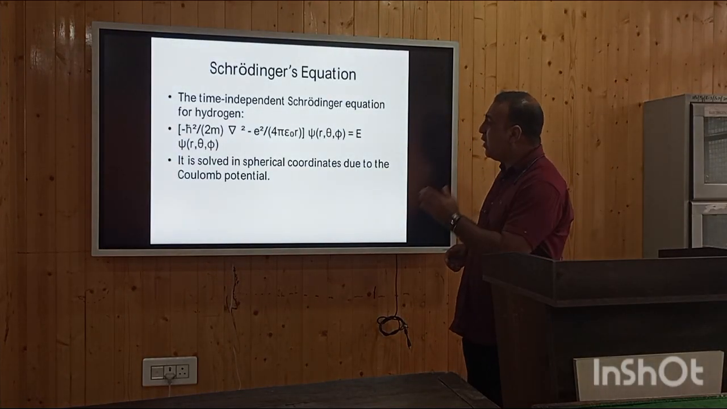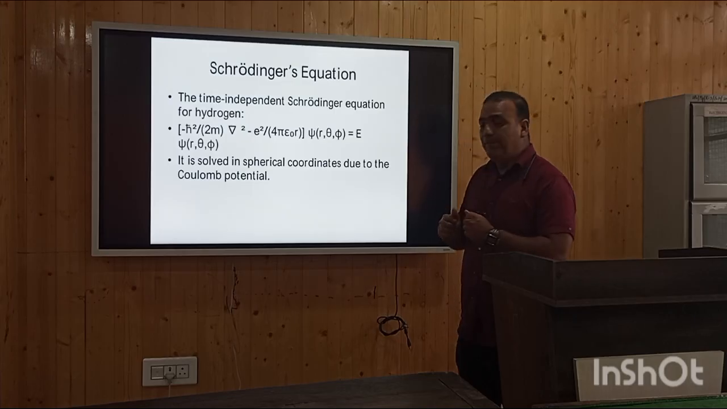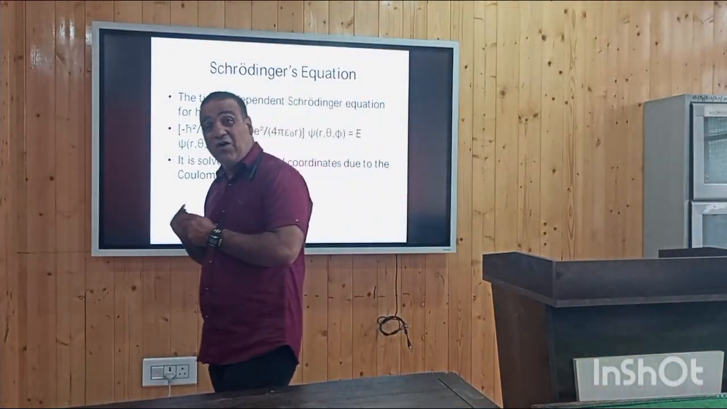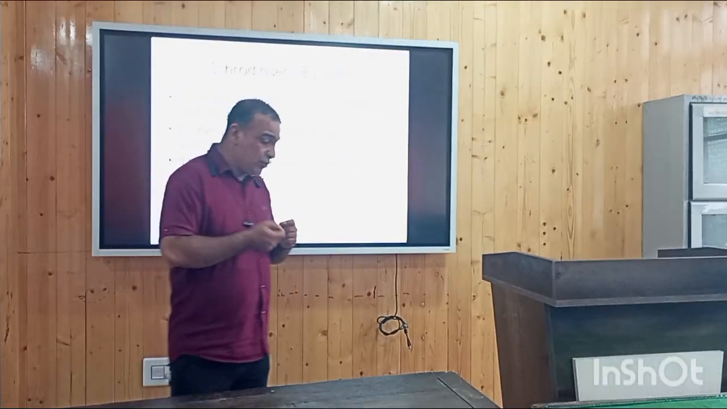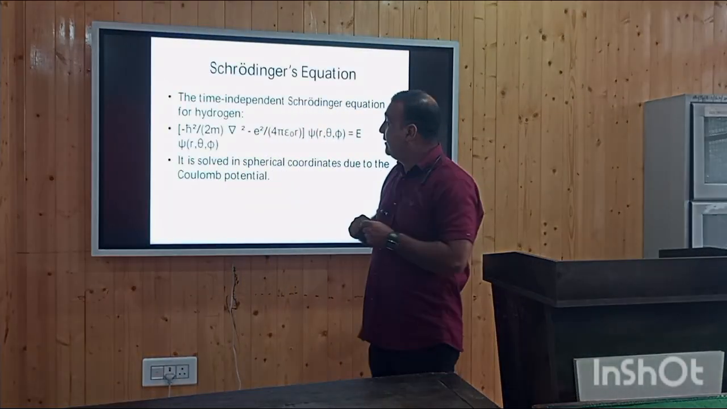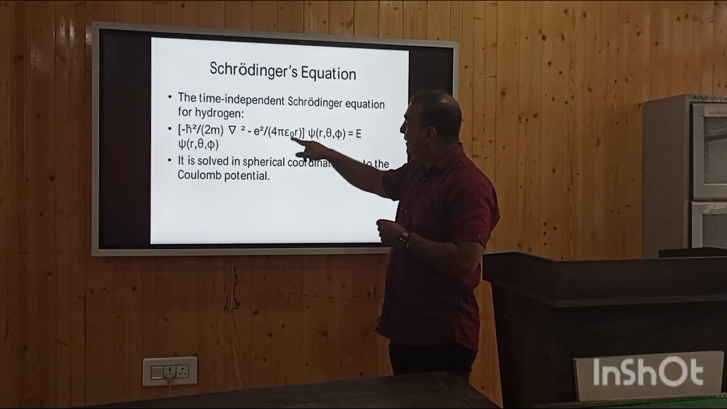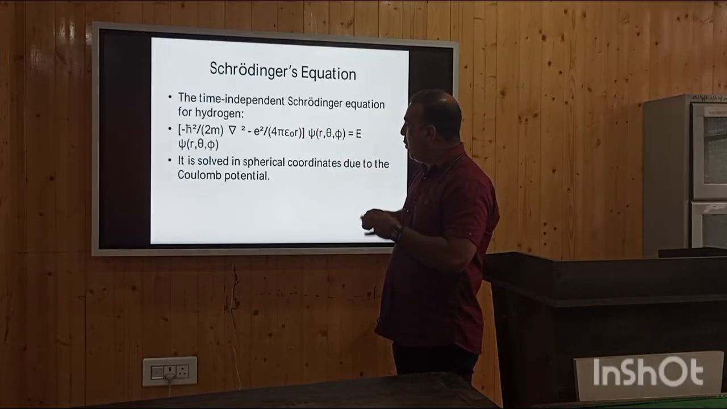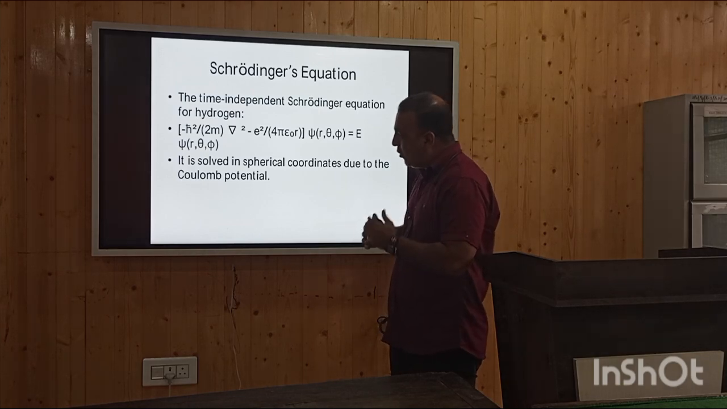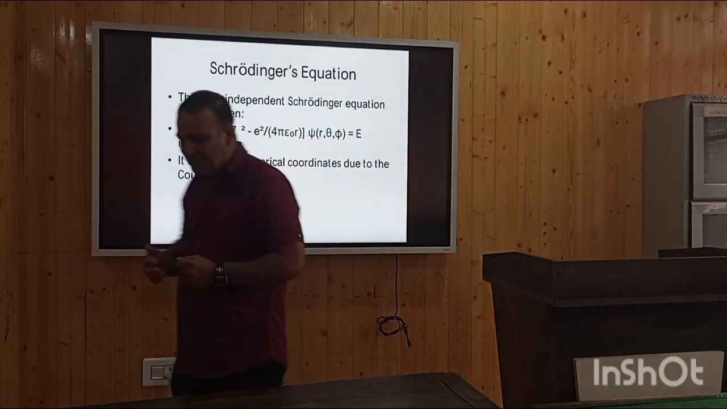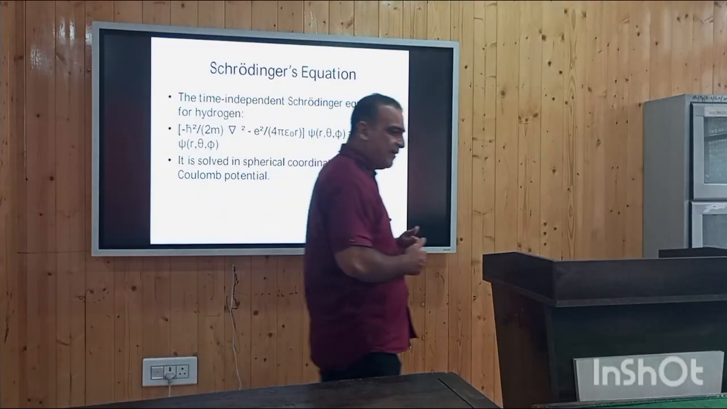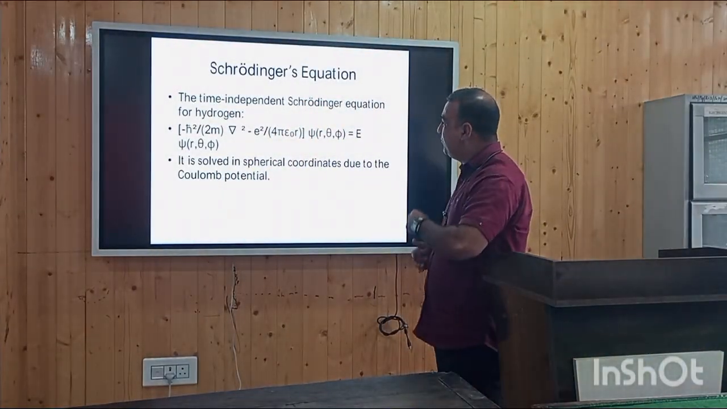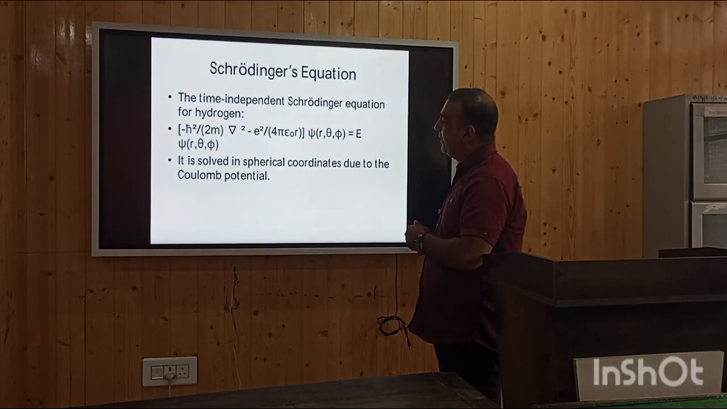So what we do, we solve it in spherical polar coordinates because of the Coulomb potential. The Coulomb potential has a dependence on r, the radius, in the Schrodinger equation. You can see here, this part is enclosed by r. We can also solve this problem using Cartesian coordinates, but solving it in Cartesian coordinates will take longer, and very, very complicated calculations will be involved.